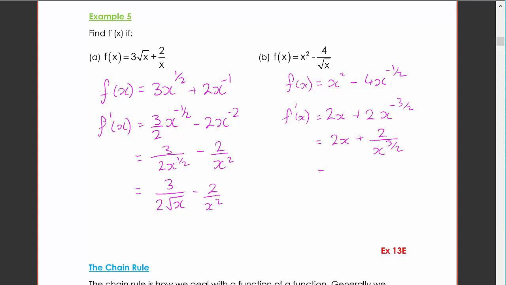And there's lots of different ways that you can write the x to the 3 over 2. Using our knowledge of indices, I could say that that is the square root of x cubed. And you can even say, well, x to the 3 over 2 is x to the 1 times x to the half. So you could write it as x root x. There's lots of different ways that you could potentially write that.